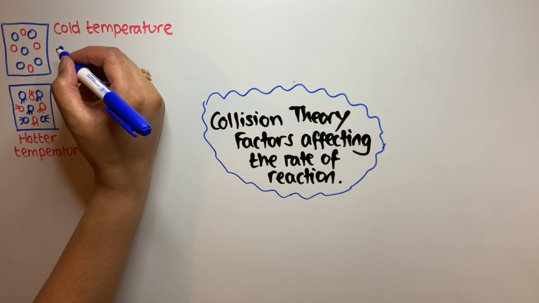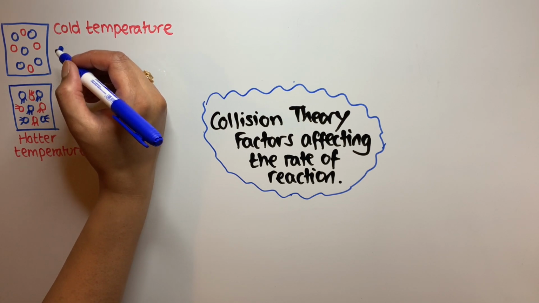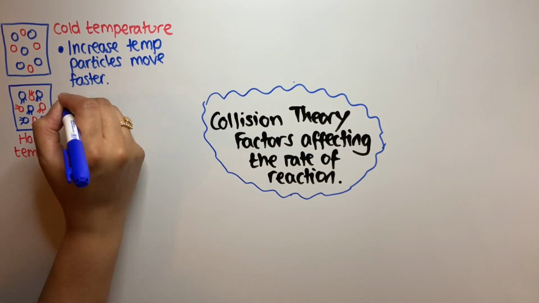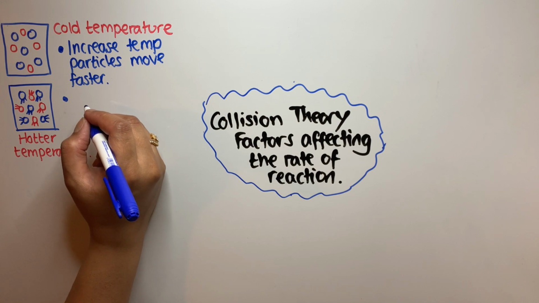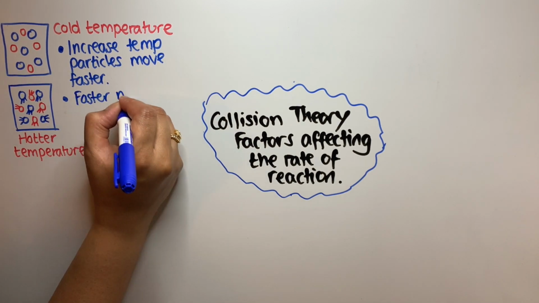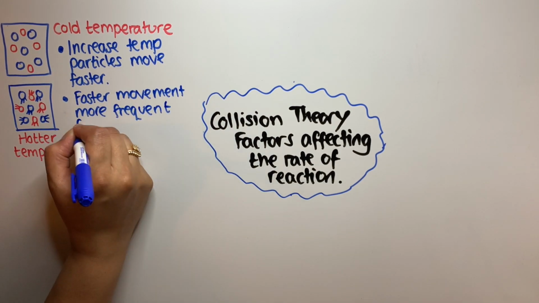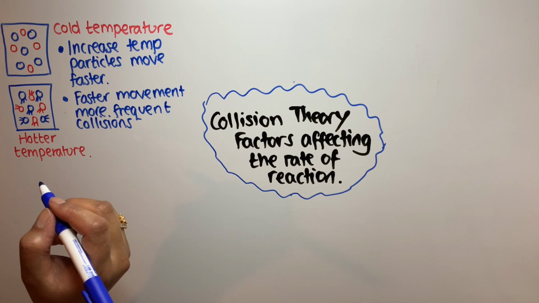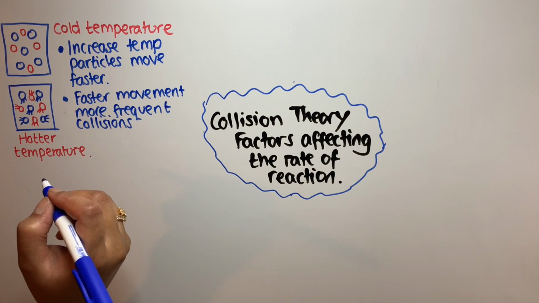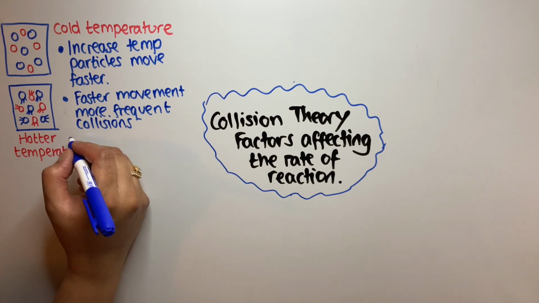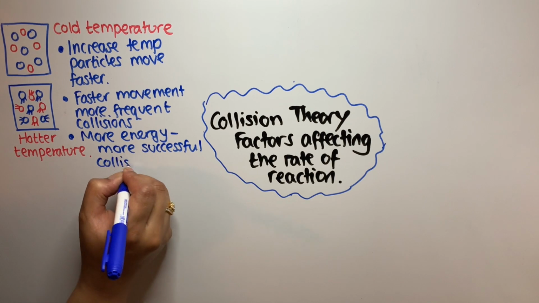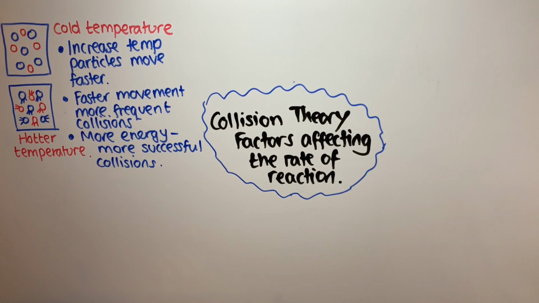So to summarise, an increase in temperature means the particles will move faster. If they're moving faster, they will collide more frequently. And also, if they are moving with more energy because they have gained energy because we've increased the temperature, that means that there will be more successful collisions. So an increase in temperature means we would have an increase in rate of reaction.